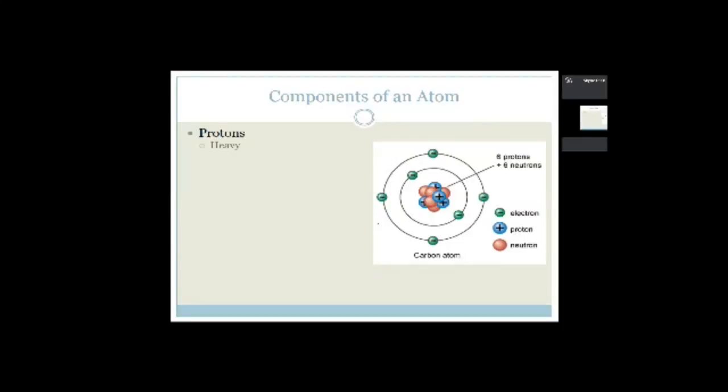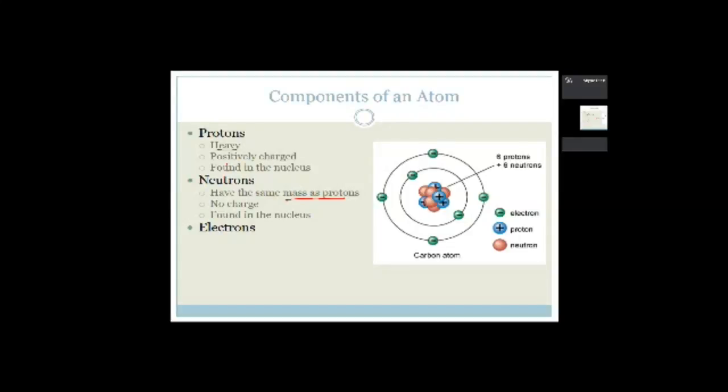So you've got the protons. The protons are heavy. They are positively charged, and they are found in the nucleus. The neutrons have the same mass as the protons, but as their name implies, they are neutral. They are also found in the nucleus. So we generally say the mass of an atom is in its nucleus.